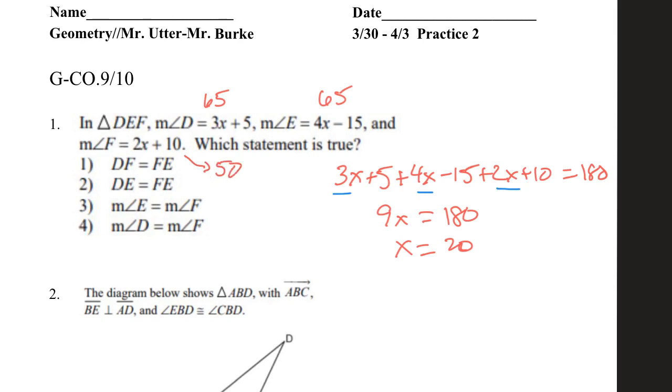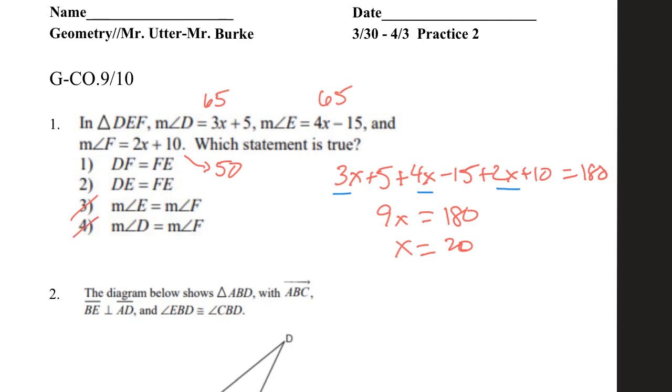All right, so let's look at our answer choices. So far, I'm just looking at number 3 and 4 because those are the only two that are comparing angle measures, and that's all I have right now. So number 3 says E is equal to F. And I see E is 65 and F is 50, so that one's gone. And then it says D is equal to F. Well, is D equal to F? Well, D is also 65 and F is 50, so number 4 is gone.